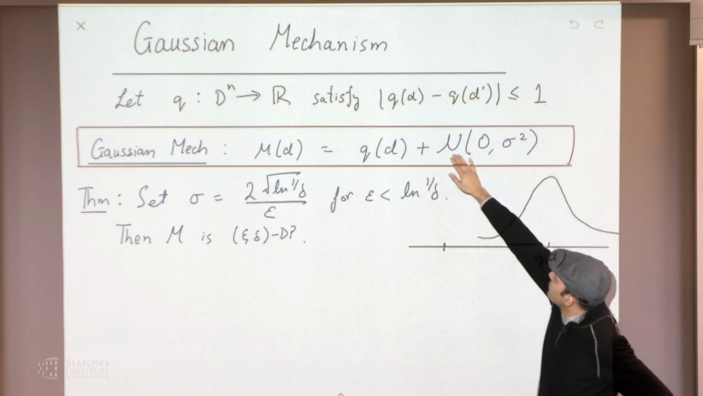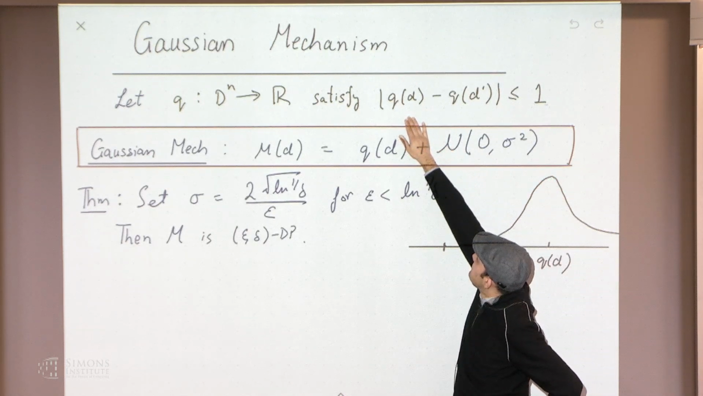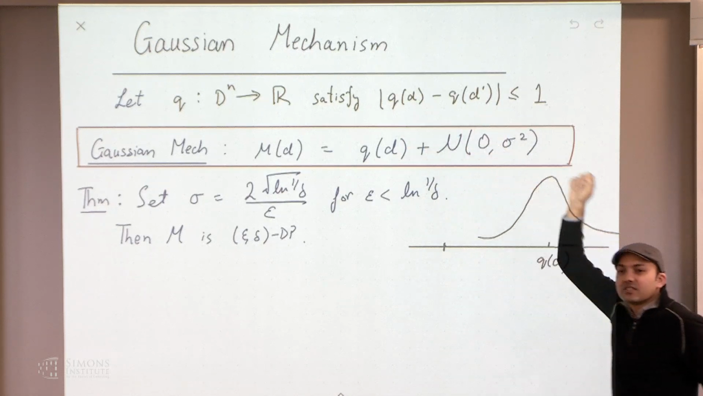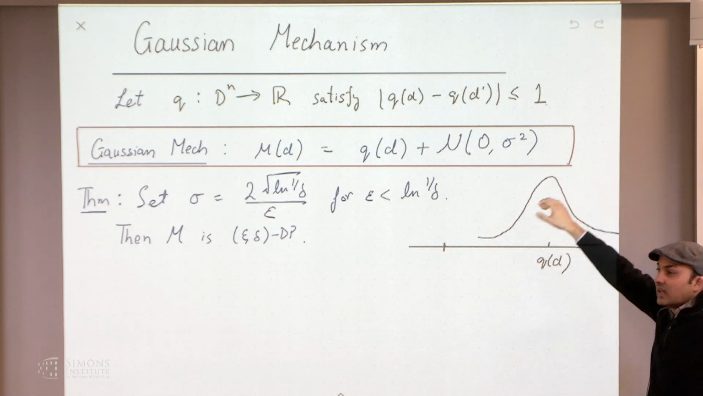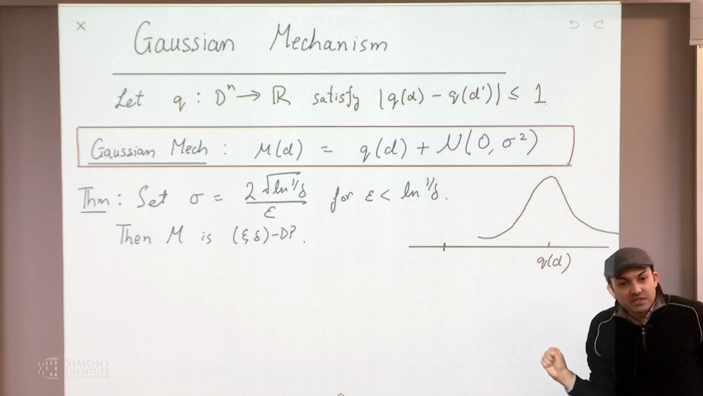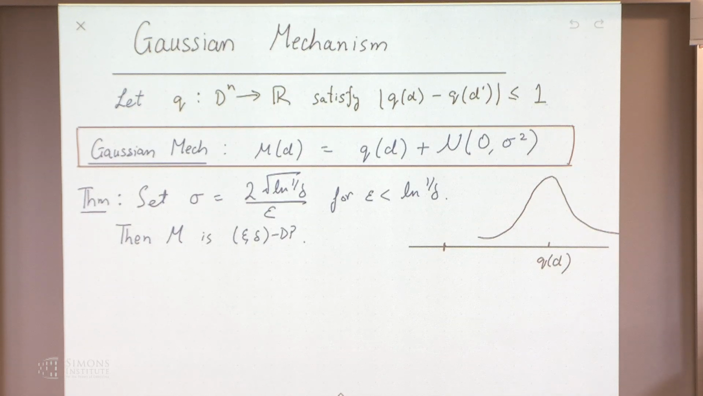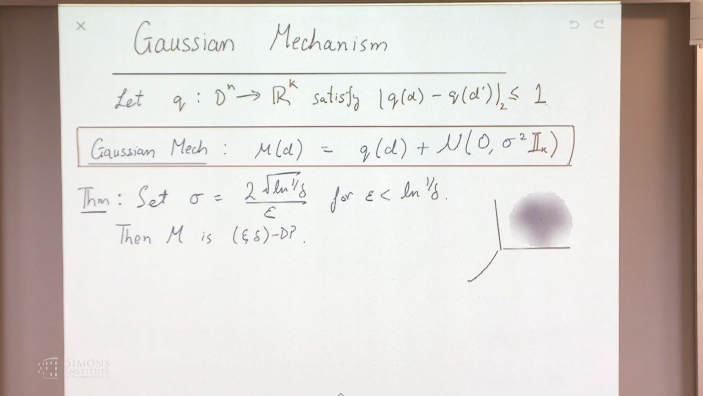The largest difference between the value of Q on two neighboring data sets is what we call the global sensitivity of Q. Here I'm saying that if the global sensitivity of this function Q is at most 1, I can add Gaussian noise and get differential privacy. There's more.